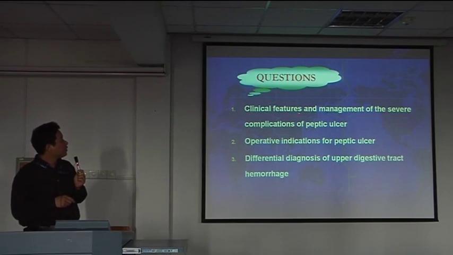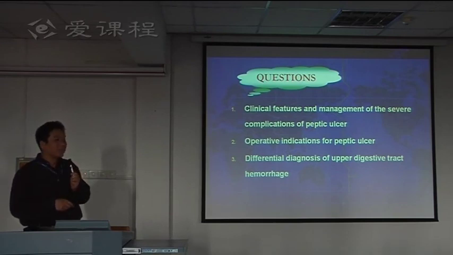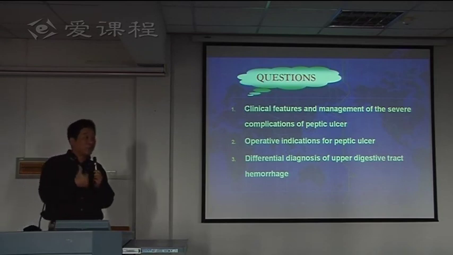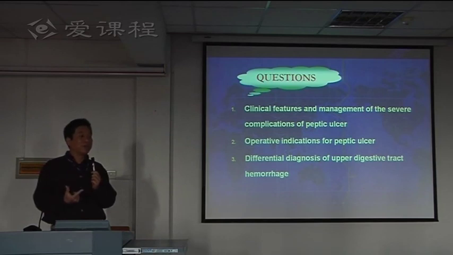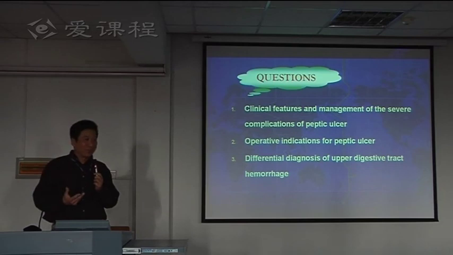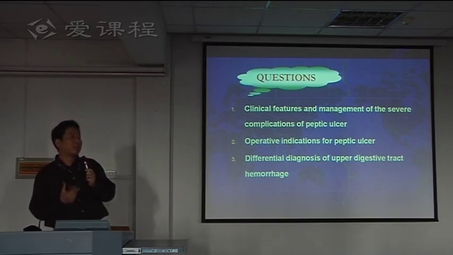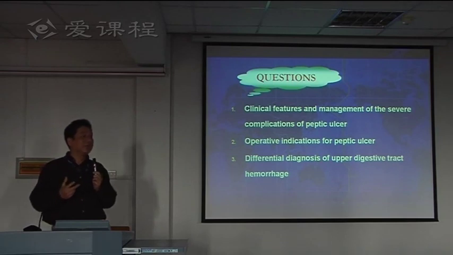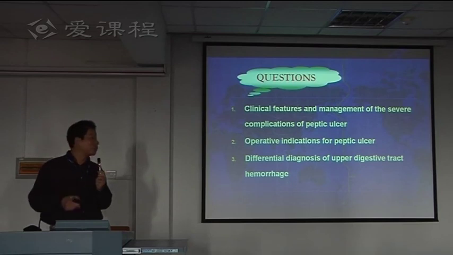What are the clinical features and management of the three severe complications of peptic ulcer? First is acute perforation. The second is massive hemorrhage. And the third is obstruction, pyloric obstruction. Another name often used in the journals is outlet obstruction, gastric outlet obstruction.